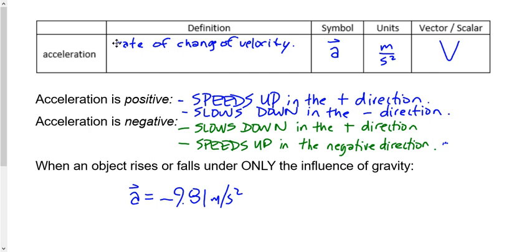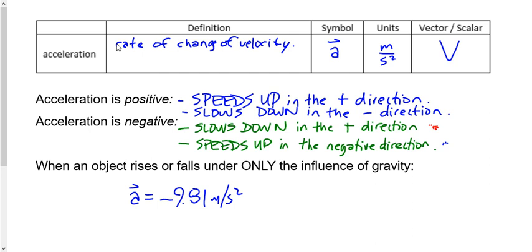Now, on the other hand, if I throw the rock up from the ground into the air, then that rock is going to slow down. It's going upwards. It's moving up, but it's slowing down. If it's slowing down in the upward direction or slowing down in the positive direction, then that's also considered to be a negative acceleration.